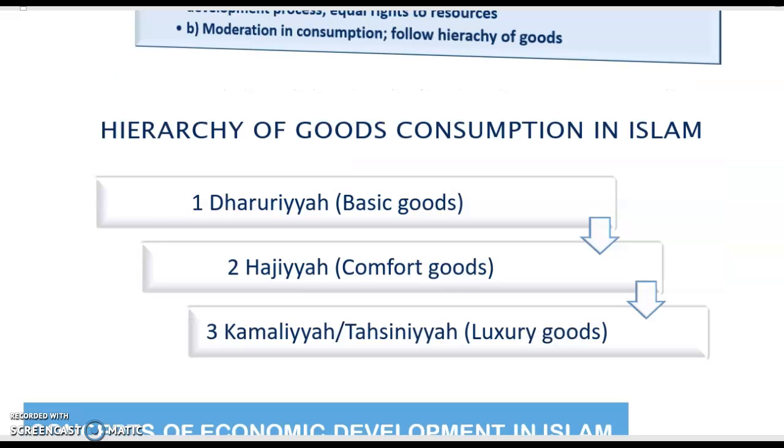There will be moderation in consumption, which should follow the hierarchy of goods. These are the three hierarchies of goods consumption according to Islam. The first is daruriyah, the basic goods. Everyone must consume these basic goods. Second is hajiyah, where only certain people can have the comfort goods. The third is kamaliyah or tahsiniyah, luxury goods, which only very rich people can have.